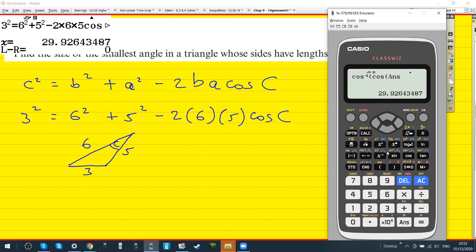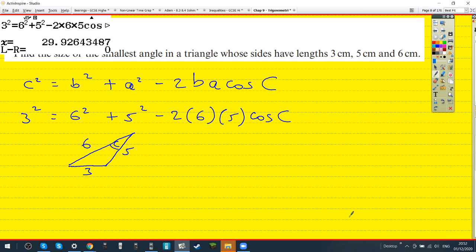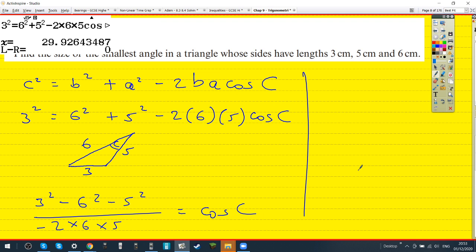Yay. And so it went from being 700 and something to just this. So it just got the principal one. Now, I suppose you're supposed to do 3 squared minus 6 squared minus 5 squared all over minus 2 times 6 times 5. And that's equal to cos C. And then you shift cos both sides when you've got this thing. Maybe it's not too difficult. Maybe we'll do that from now on.